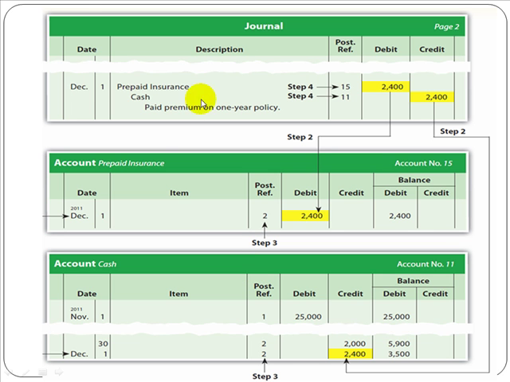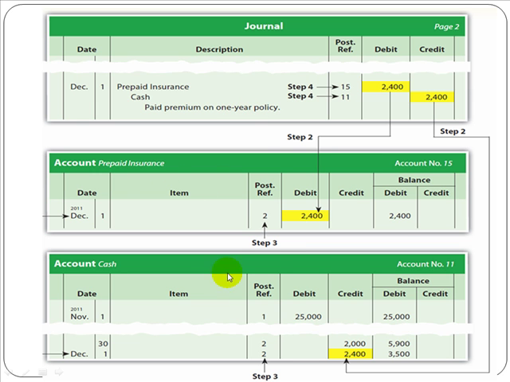Now, we have the journal entries here. This journal entry shows the prepaid insurance account. Remember, prepaid insurance is considered to be an asset account. So prepaid insurance is debited for $2,400 and cash is credited for $2,400. We paid the premium on a 1-year policy.